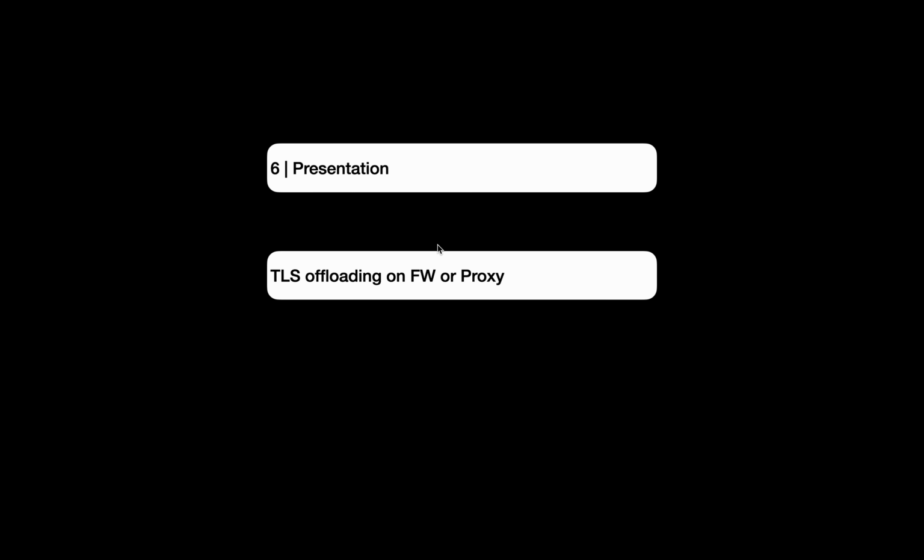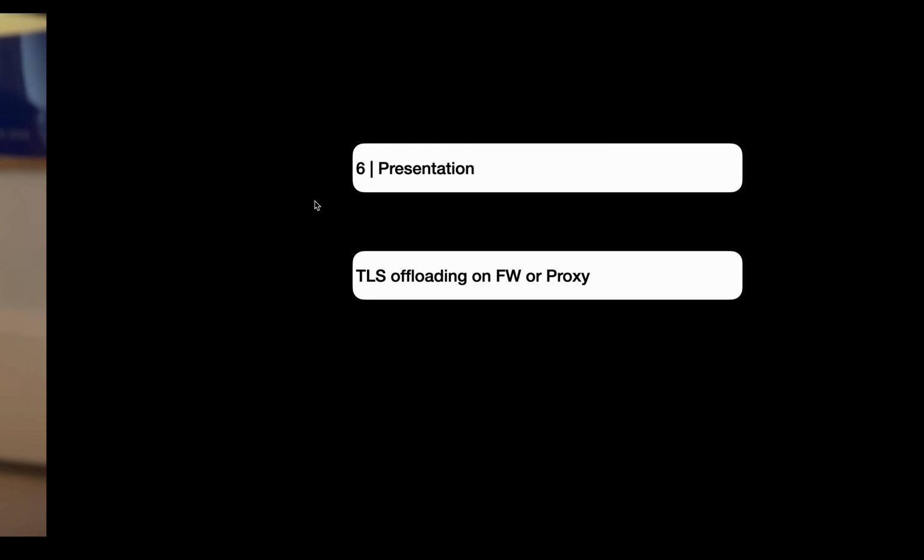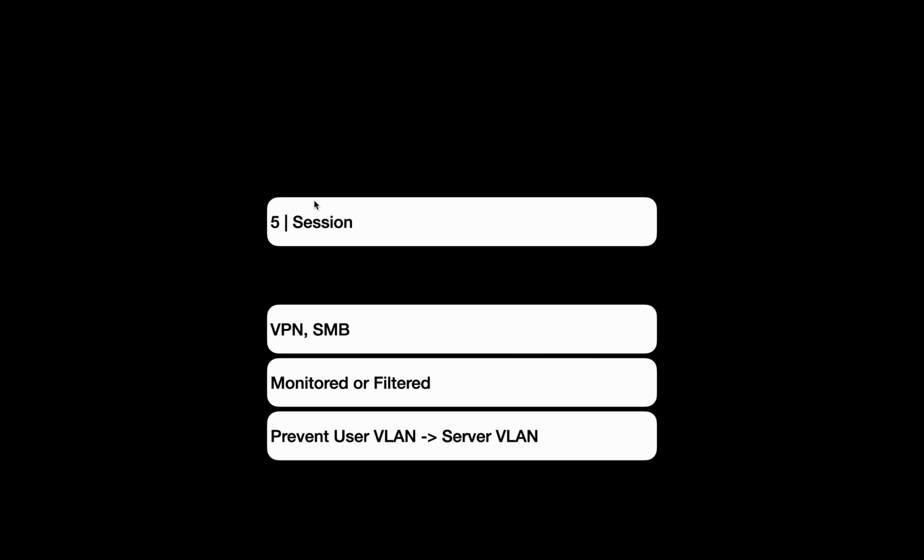Presentation layer, there are several different things here. There's something called TLS offloading on firewalls and proxy. I'm not particularly sure what they are, but I'll just mention them here. They are not as important as if we go down to the session layer, because the session layer offers us VPN and SMB protocols that we can use to secure our network and our communication, and we can filter and monitor, and we can prevent users from using VLAN and server VLAN. So that's handy. The session layer here is more useful.